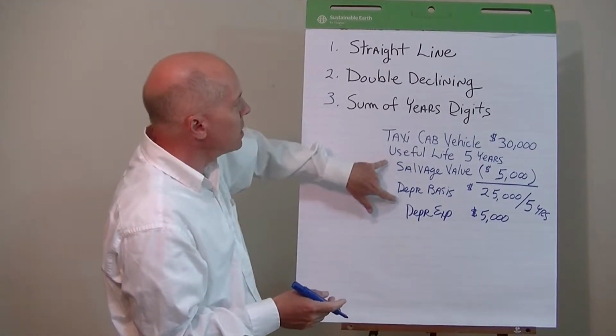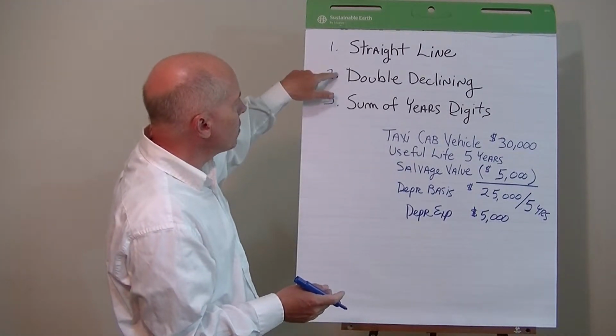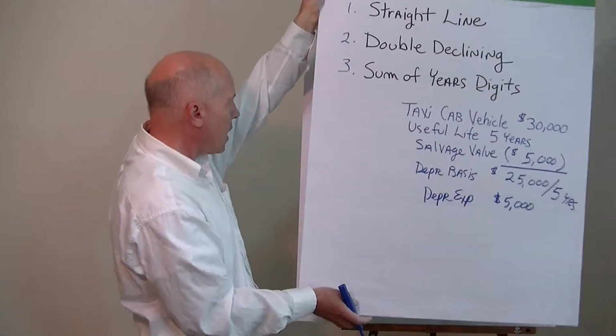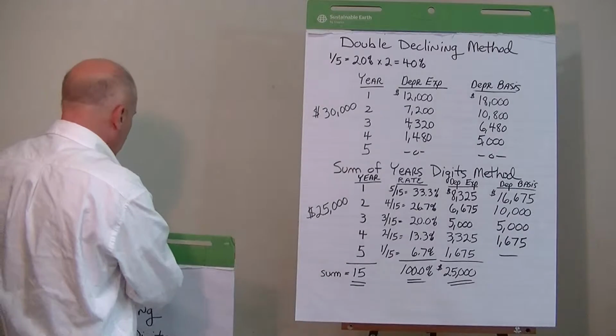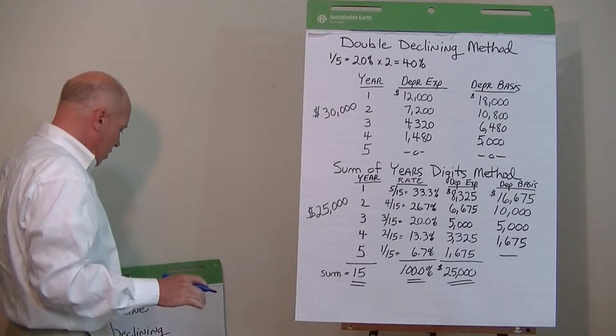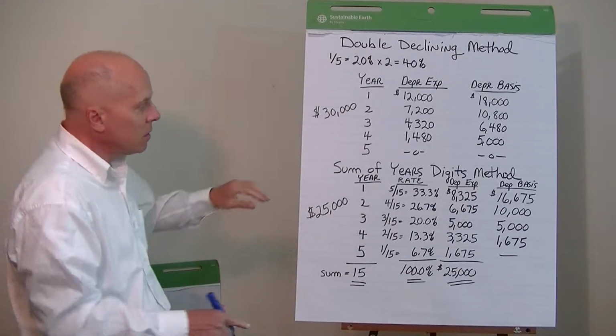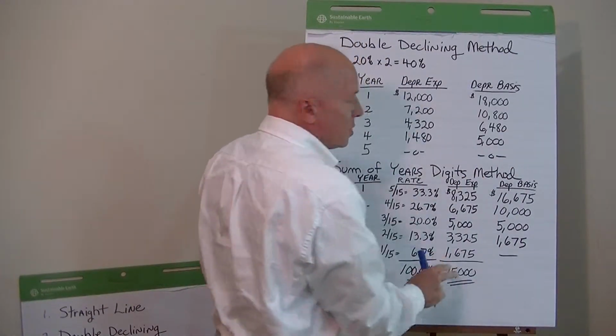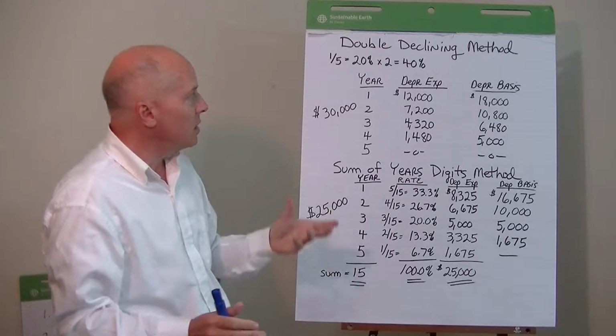So let's take this same example and work through the double declining method and the sum of years digits. Let me move this out of the way. I already have this written up a little bit. By the way, this becomes what's called the depreciation schedule. These become depreciation schedules for your assets, and they should be completely documented in a folder.